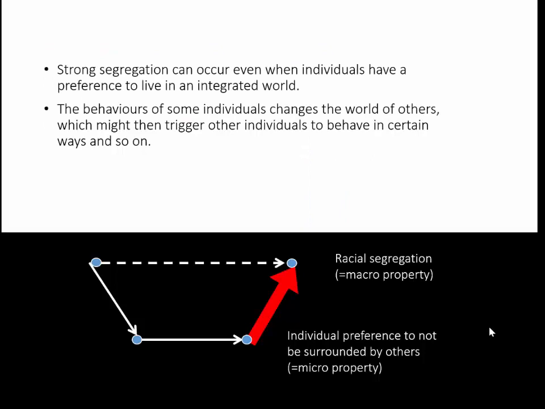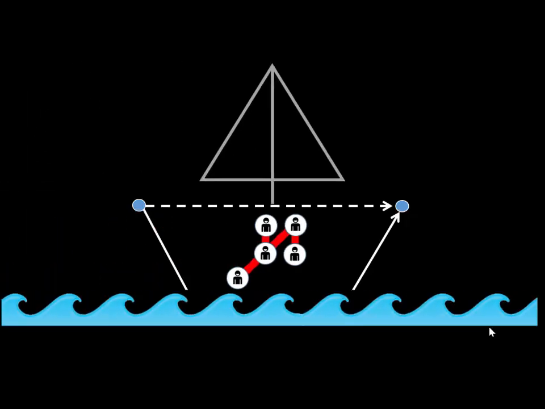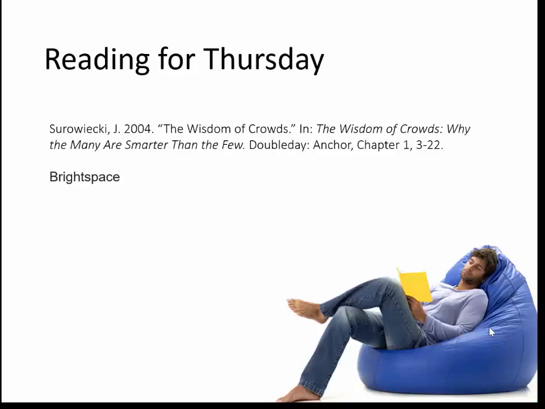I'm running out of time here. So individual preferences to not be surrounded by others can lead to racial segregation, which is not just the aggregation of individuals' behaviors. Okay, so we have James Coleman's boat. As I mentioned before, I think you need to have networks at the very core of it, because that is a way of how people are related to others for the whole thing to sail.